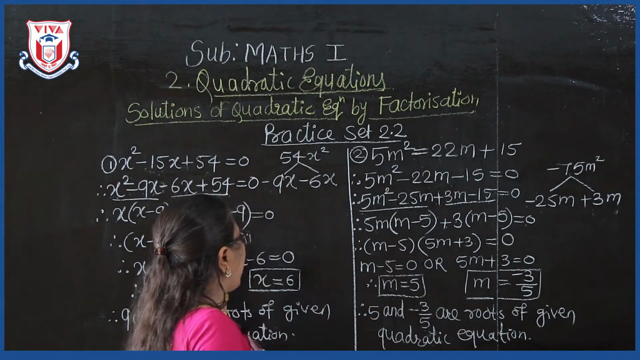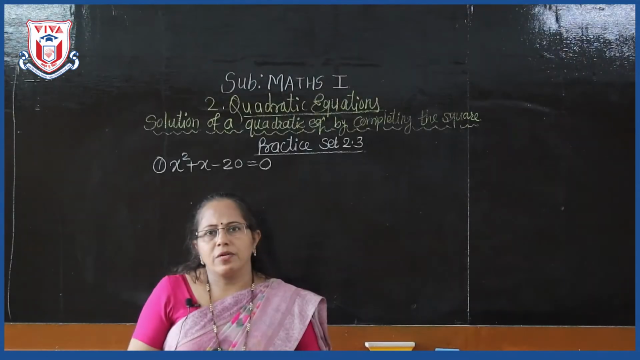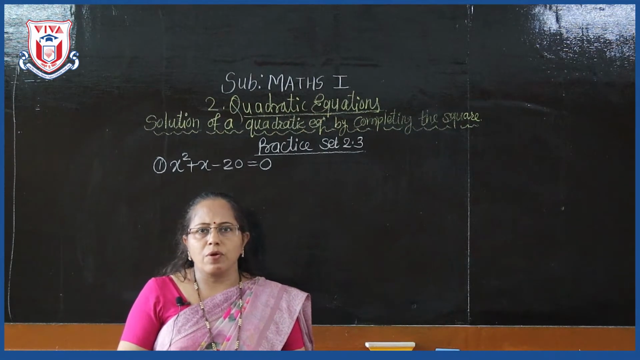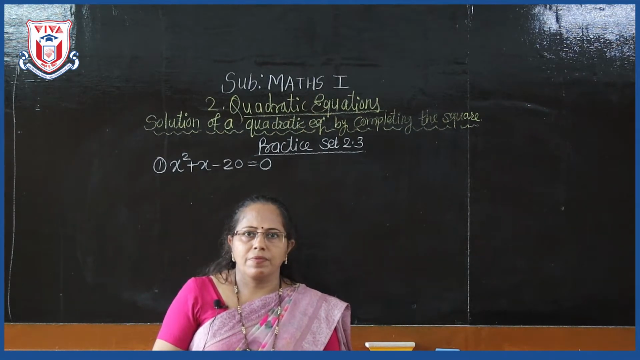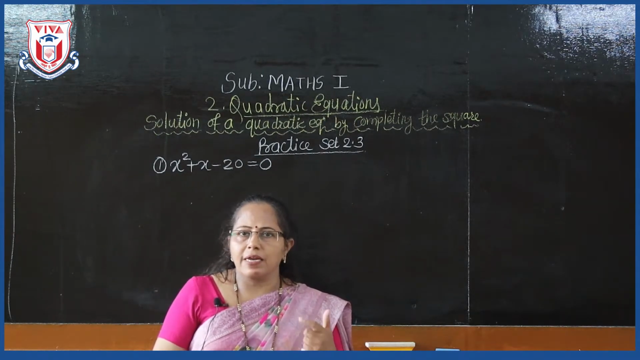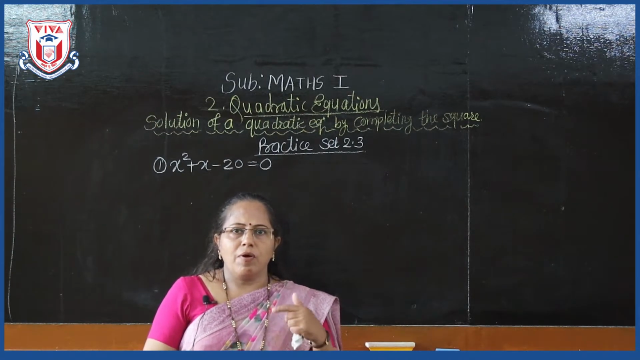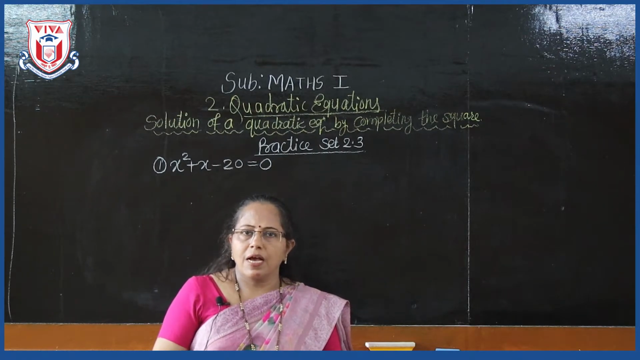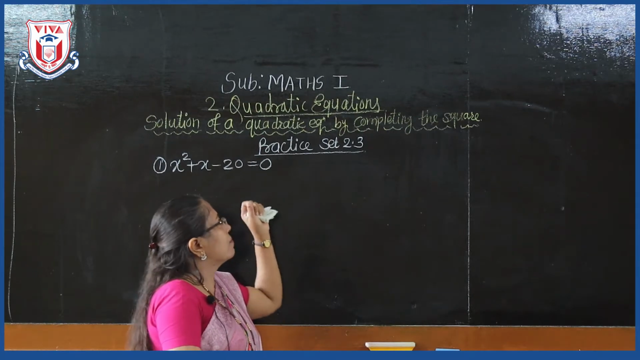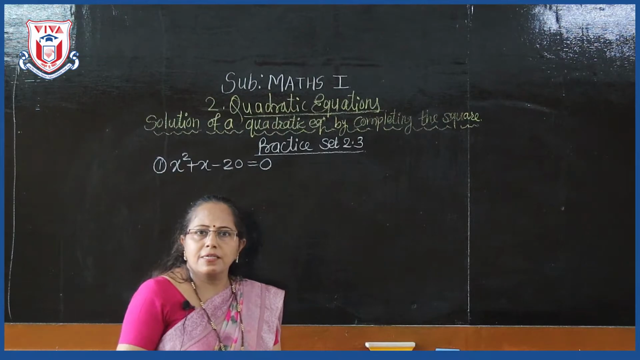Followed? So this is the factorization method. Understood? Students, we studied the factorization method to find the roots of a given quadratic equation. Okay, now sometimes we can't follow this method because we are not getting factors for the quadratic trinomial. Now for that equation, we will use another method, that is the completing square method. Solutions of a quadratic equation by completing the square.